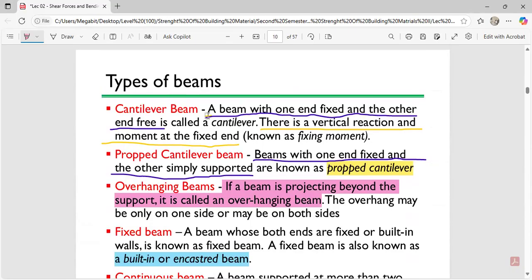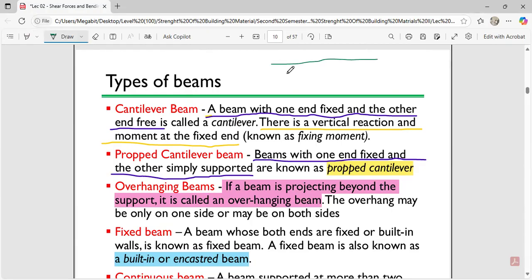Okay, let's talk about a cantilever beam. A cantilever beam is a beam with one end fixed and the other end free. So when you see an example of a beam like this, and let's say here is fixed, then you should know that this is a cantilever beam. You can see that one end is fixed and the other end is free.